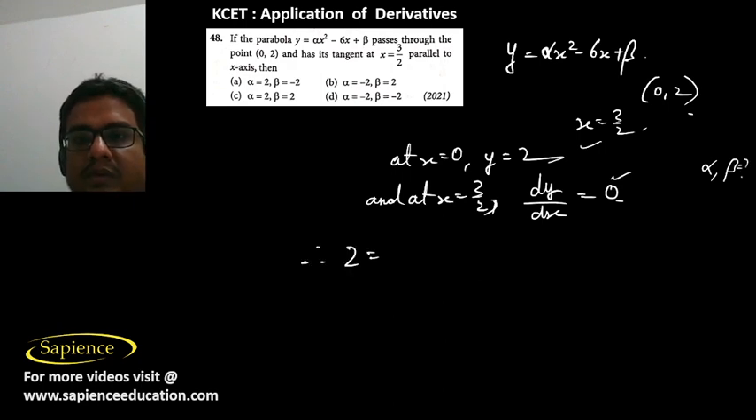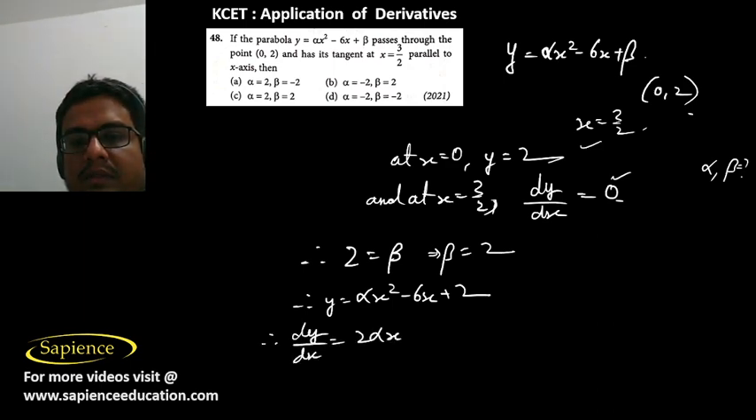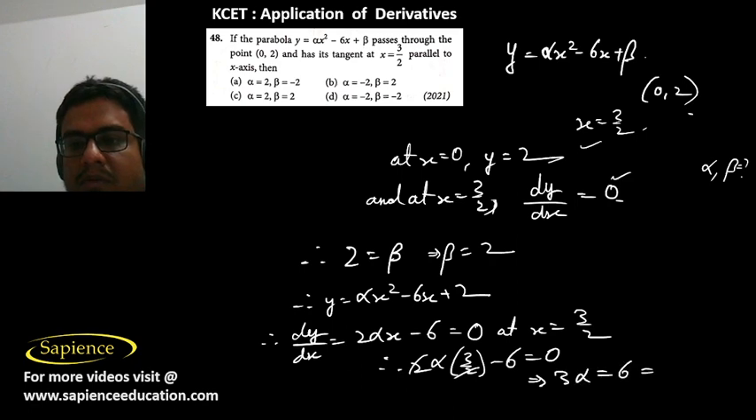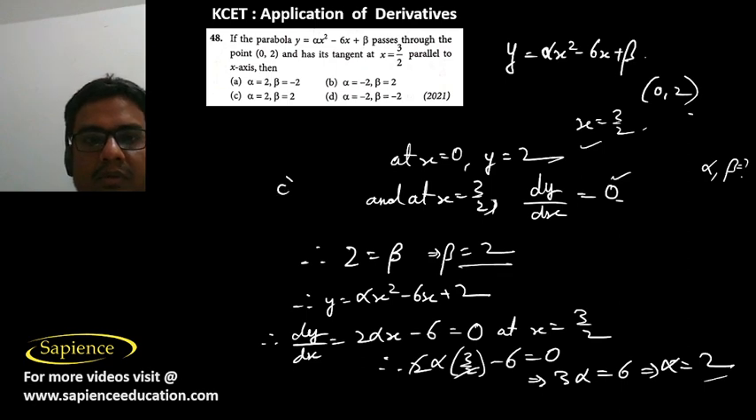Therefore, y is 2 at x equal to 0, so beta equal to 2. Y is equal to alpha x square minus 6x plus 2. Now dy by dx will be 2 alpha x minus 6, which should be equal to 0 at x equal to 3 by 2. Therefore, alpha into 3 by 2 into 2, minus 6, should be equal to 0, so 3 alpha equals 6, so alpha should be equal to 2 and beta also equal to 2. C is the correct answer.